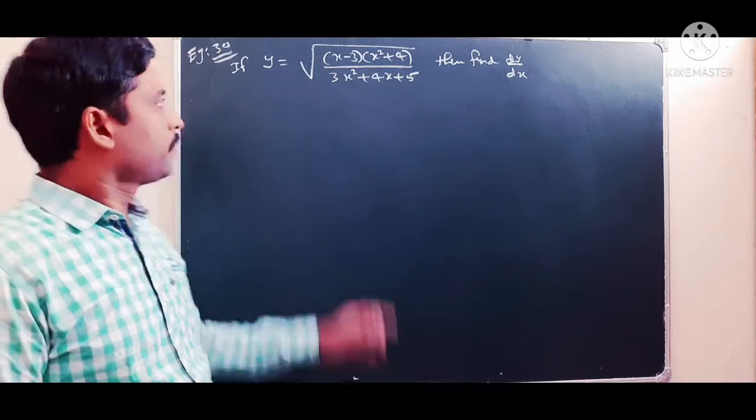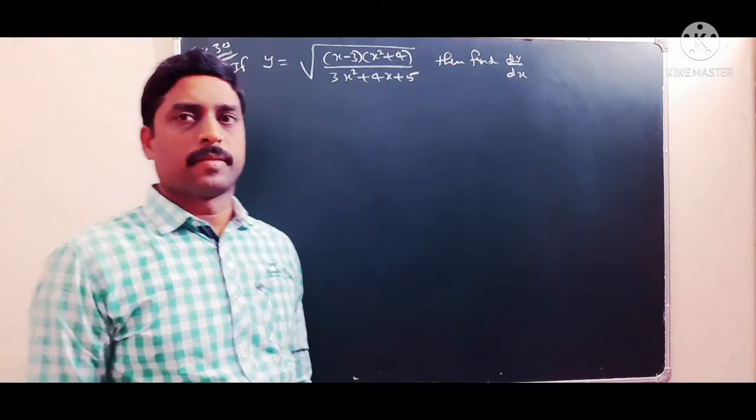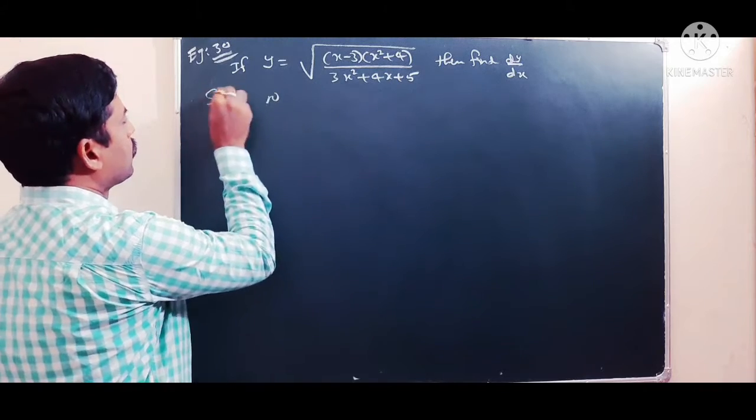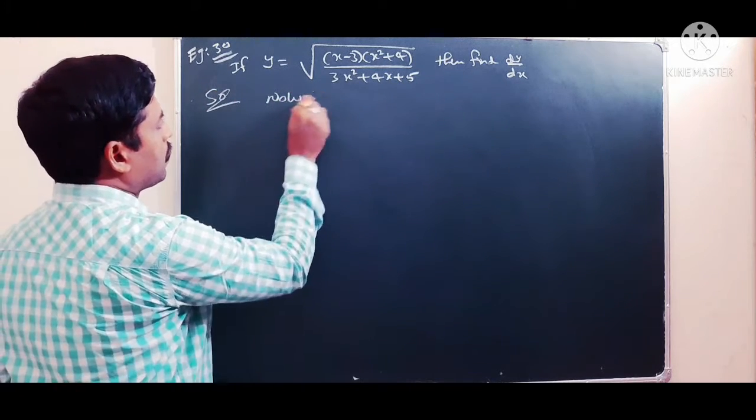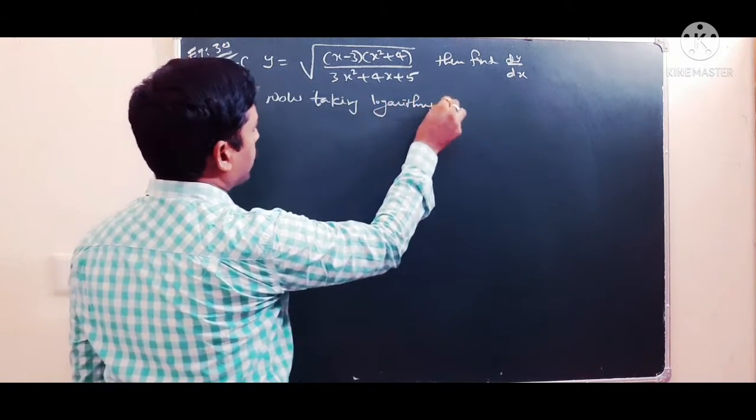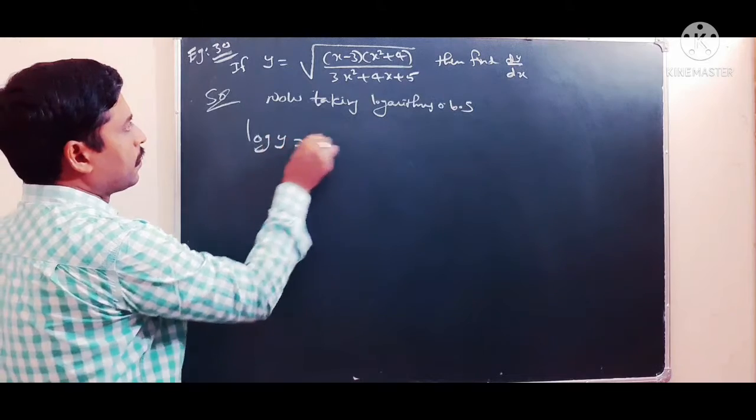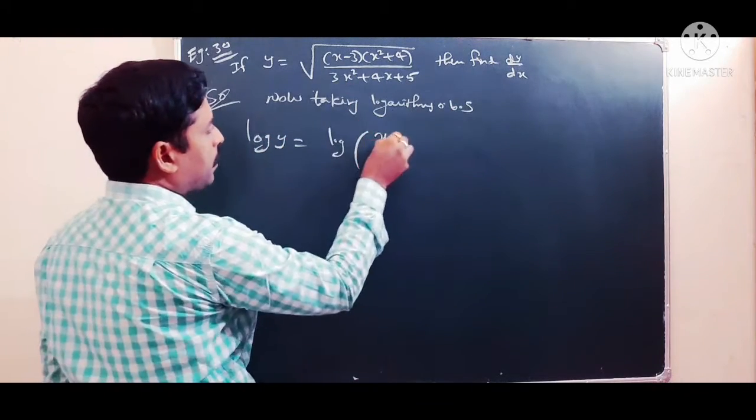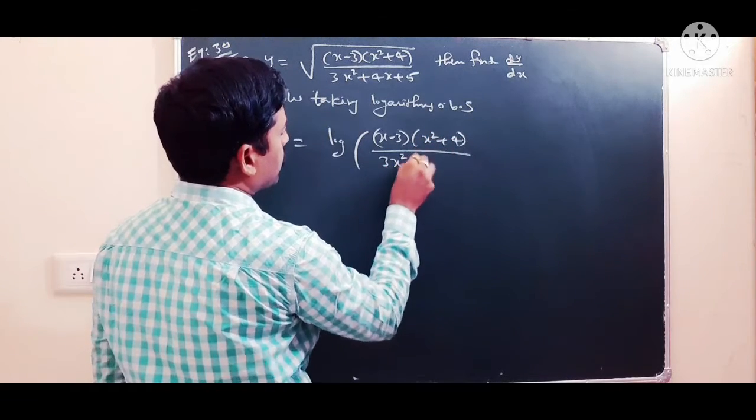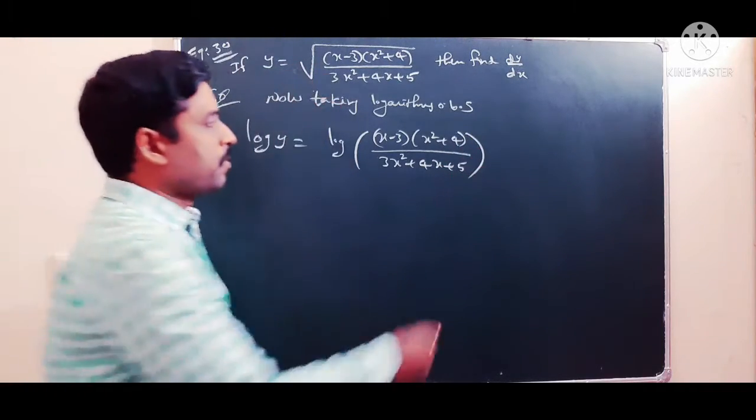Okay, let us go to the next problem. Example 30. If y value is given, then find out dy by dx. What is given? A root function is given. So now, taking logarithm on both sides. So log y is equal to log of, write this value, x minus 3 into x square plus 4 by 3x square plus 4x plus 5. Okay. This is under root. Root means power 1 by 2.